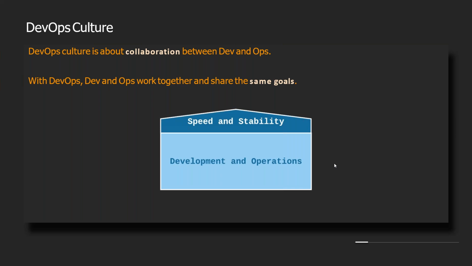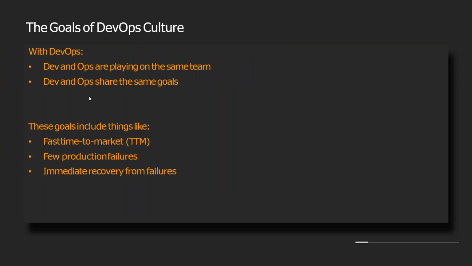DevOps culture is about collaboration between dev and ops. With DevOps, dev and ops work together and share the same goal. So with DevOps culture, dev and ops are playing on the same team. They are not two different teams, and dev and ops share the same goals. The goals include faster time to market, more frequent releases, fewer production failures, and immediate recovery from failures. So there are very few failures, and even in case there is a failure, how do we revert back? What is the contingency plan that we have? That is also faster with DevOps strategies.